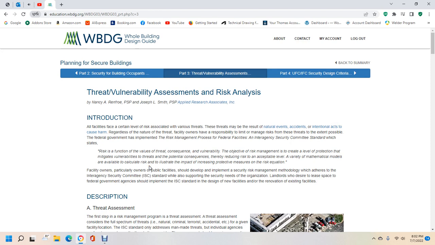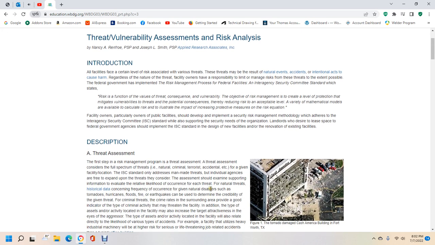Facility owners, particularly owners of public facilities, should develop and implement a security risk management methodology that adheres to the Interagency Security Committee standards, as well as supporting the structural security needs of the organization. Landlords who desire to lease space to a federal government agency should implement the Interagency Security Committee standard for the design of new facilities and the renovation of existing facilities.